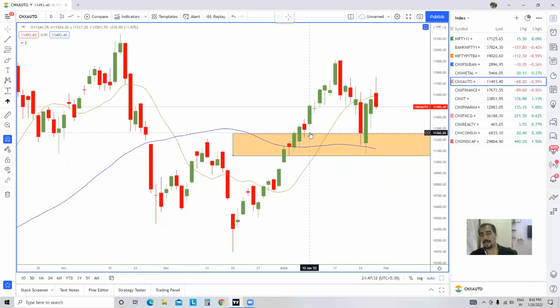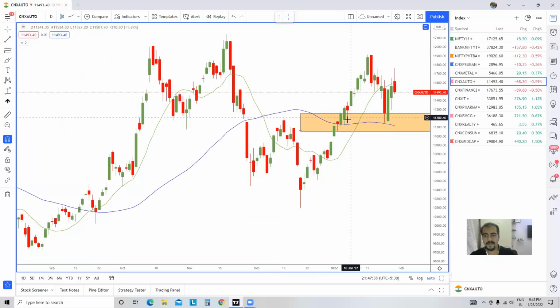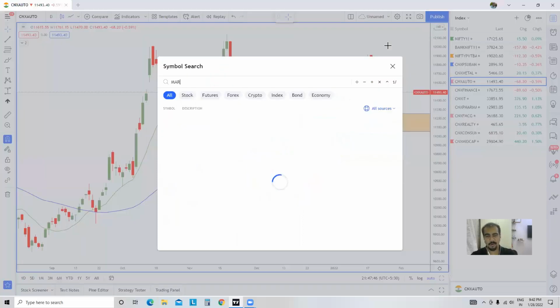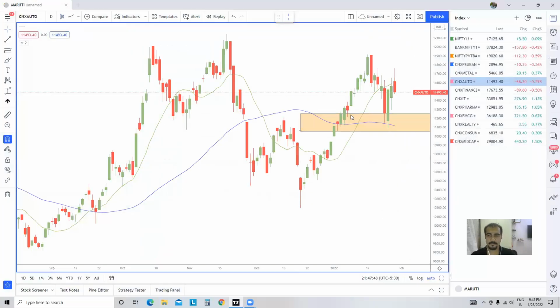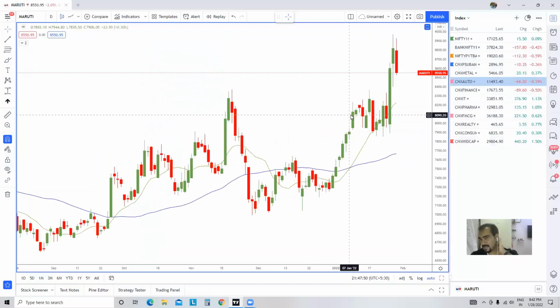Auto pack is outperforming the market just like the PSU bank. It's looking pretty fine. You can see this rally took a dip. It took support from this previous high and it started going up. So one stock I think all of us know is Maruti. I have shared about this previously in a few of my videos. If you check on the YouTube channel, you will find I had clearly told that Maruti might outperform.